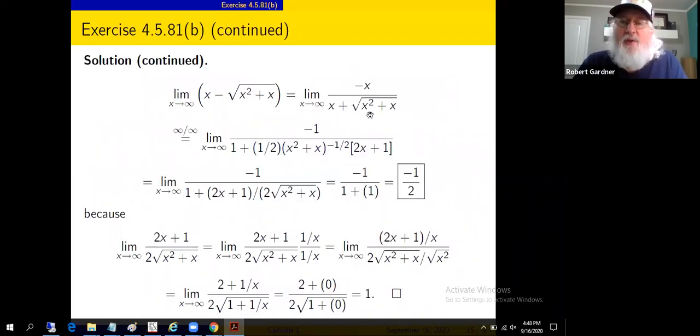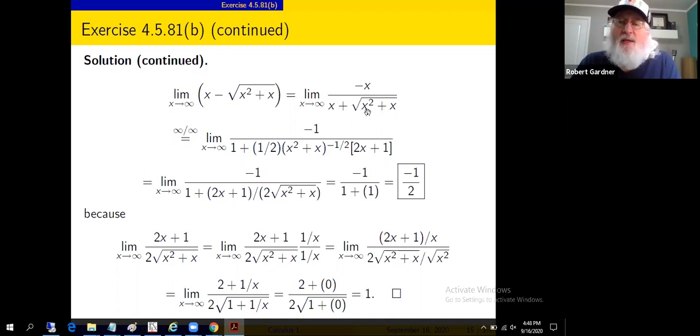Here's where we left off on the previous slide. Okay, x goes to infinity, then negative x goes to plus or minus infinity. The denominator, x plus square root of x squared plus x is big, that goes to infinity as well. This is of an infinity over infinity indeterminate form. Okay, so let's apply L'Hopital's rule. All right, derivative of numerator, derivative of negative x is negative 1. Derivative of denominator, derivative of x is 1.